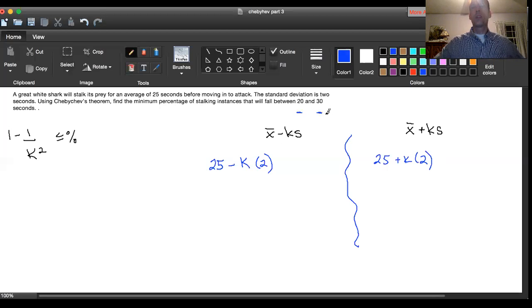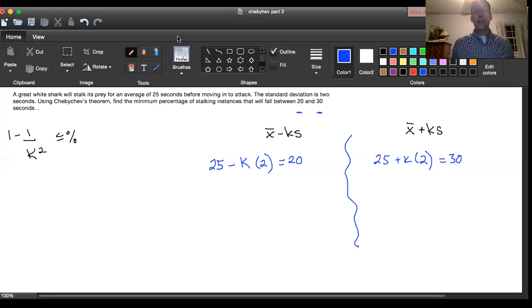We're going to make the left side equal to 20 and the right side equal to 30. So we'll put in our equals 20 and our equals 30. Now we're in really good shape, because it means we have two different equations, one on the left side and one on the right side. Two equations, both have one unknown, and they're set equal to a number. So we can solve out for K.